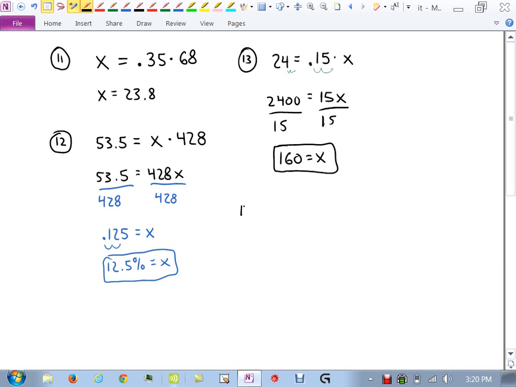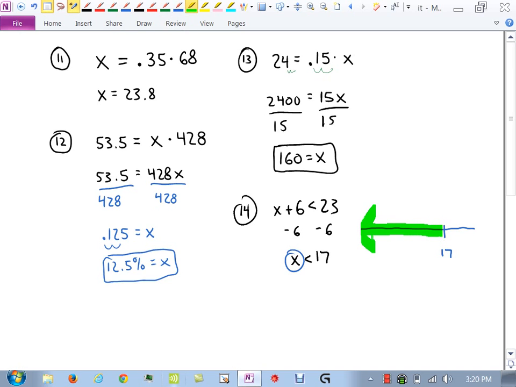14, solve the inequality. So we have x plus 6 less than 23. I will subtract 6 from both sides, get x is less than 17. Now on a number line, if 17 is here, we're saying all of our answers are smaller than 17. That means to the left of 17. So I'll highlight everything to the left of 17. And we do not want to include 17 because there's no equal sign underneath that inequality.